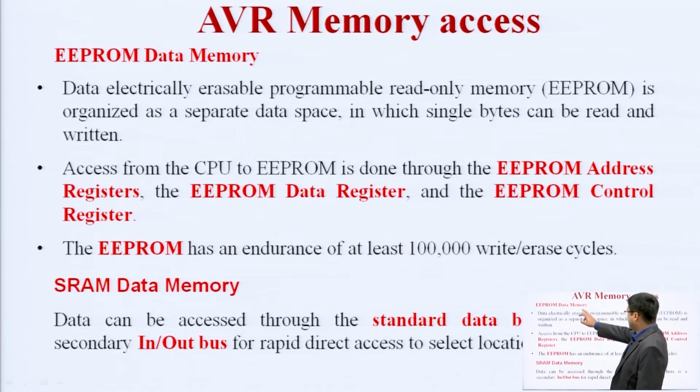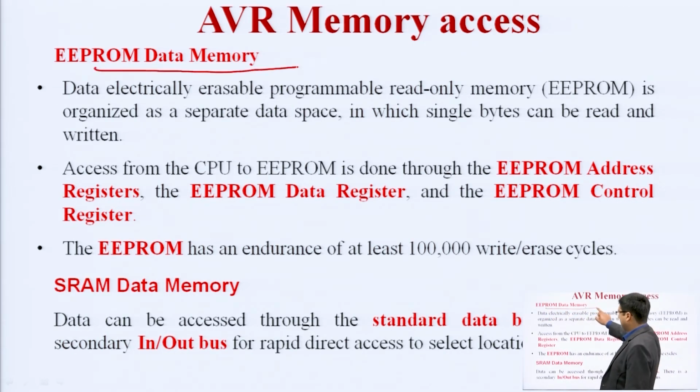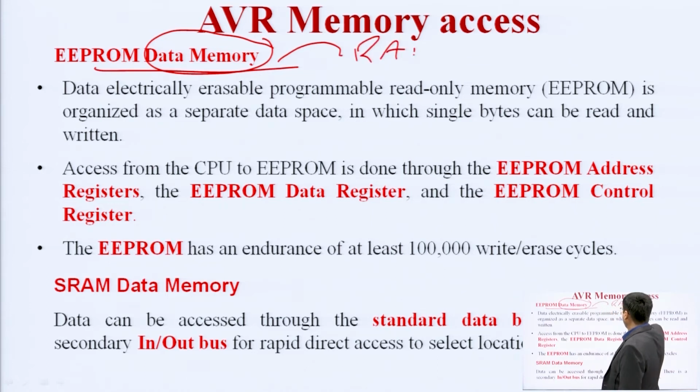Another section available is EEPROM data memory. What is the meaning of data memory? It refers to RAM, random access memory. It is dependent on the power supply. Whenever we switch off the system, the contents of RAM will be erased, they get deleted. So RAM will be activated, the data is active, whenever the power is on.